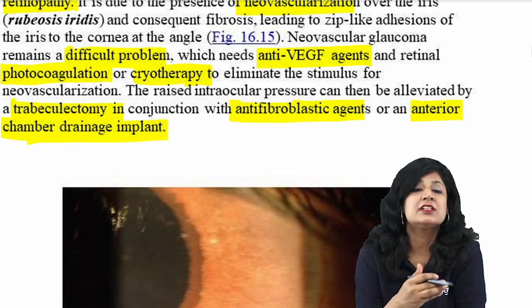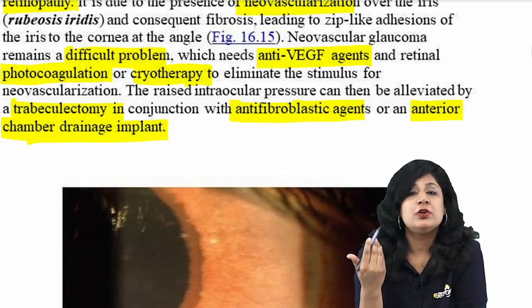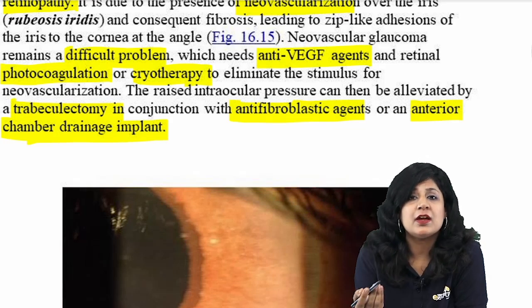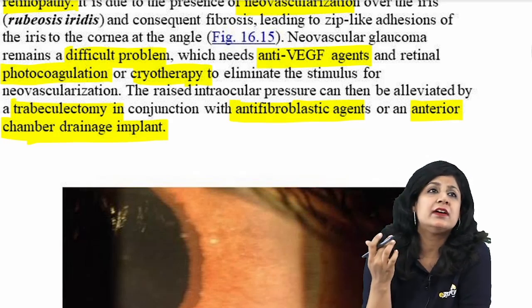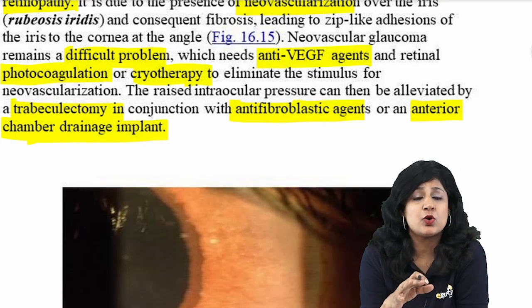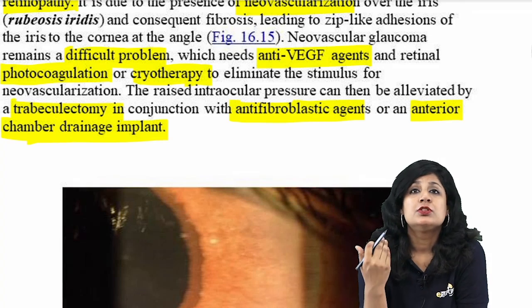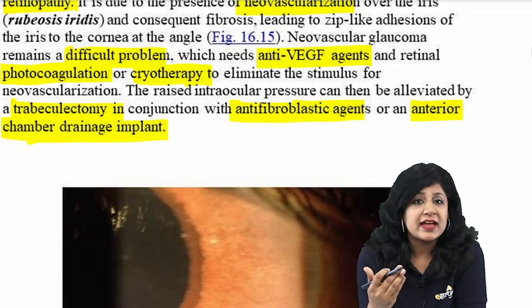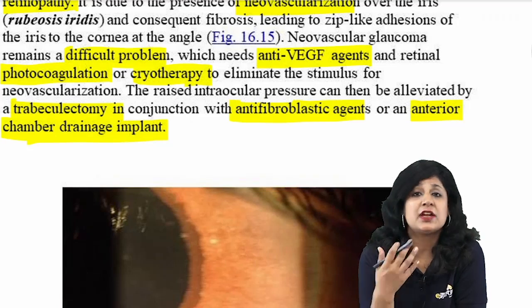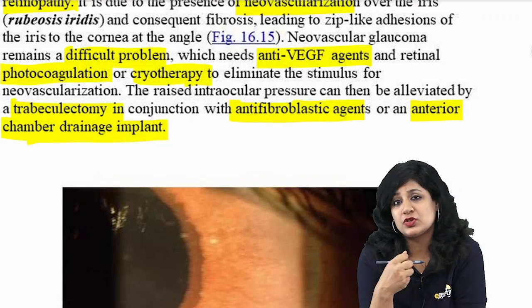The conditions where it is present are very important. So you will definitely be asked about diabetes and diabetic retinopathy in every question and in every one of the exams. One of the complications, neovascular glaucoma, is again a commonly asked topic. Neovascularization, rubeosis iridis, zip-like adhesions, and ischemia are the important things concerning its pathogenesis.